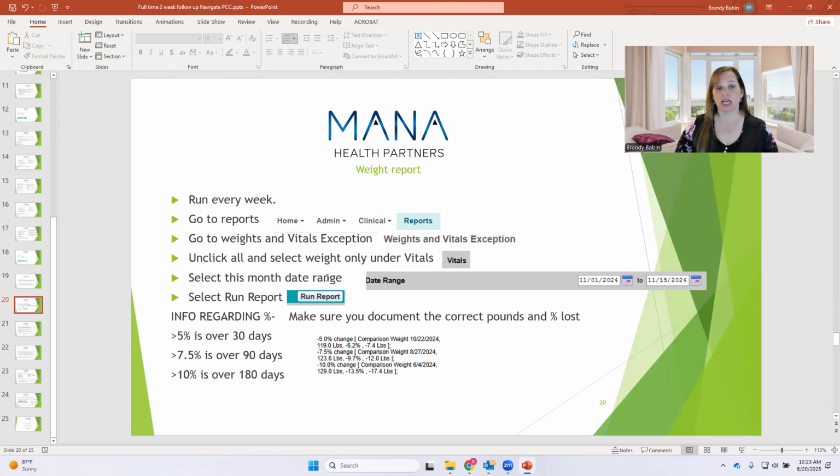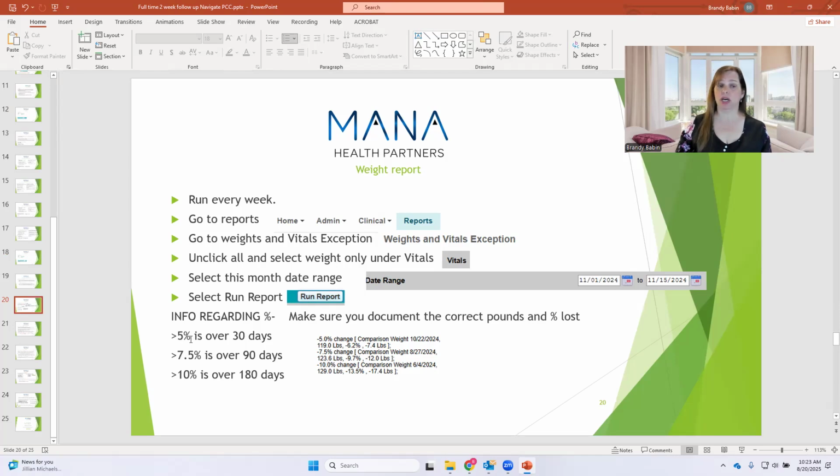Then you're going to select the date range. So it's always from the beginning of the month. So January 1st to January 7th, January 1st to January 14th for the next week, January 1st to January 21st, January 1st to January 28th. So you're always going to do it a month. So it will give you your 5, 7.5, and 10% weight losses, just running them by that date range. Top right is going to be the run report.